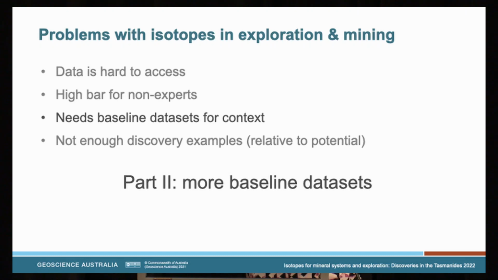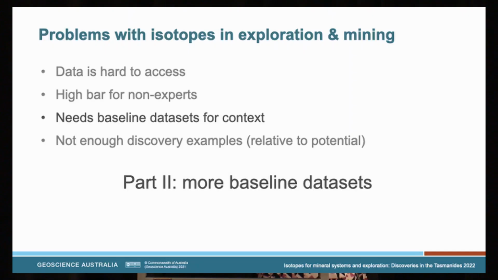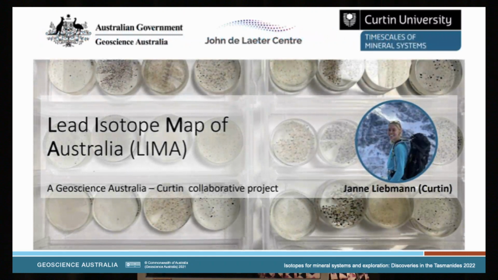Baseline data sets. So I mentioned that there's a lead isotope example. When you do lead isotopes, for example, and you're looking for anomalies, it can be hard to know what is anomalous if you don't know what's normal. So we have embarked on this lead isotope map of Australia project. Jan Lieberman is our postdoc working in Curtin University with us, along with a lot of other collaborators.